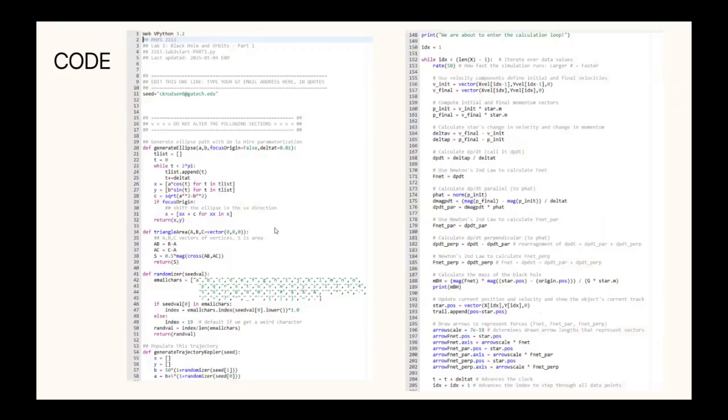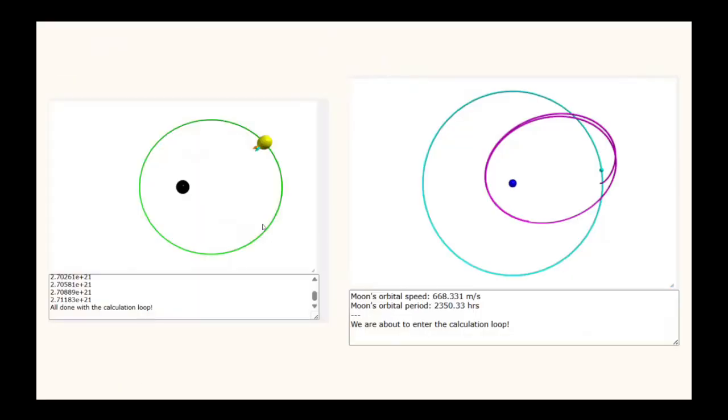Here's the code. Here are the 2 simulations we did.